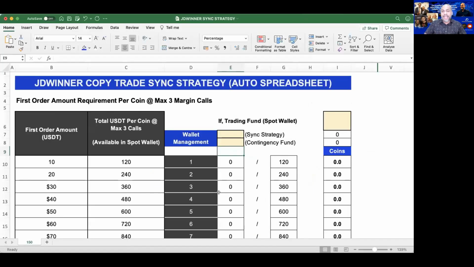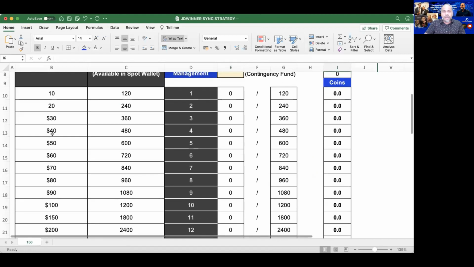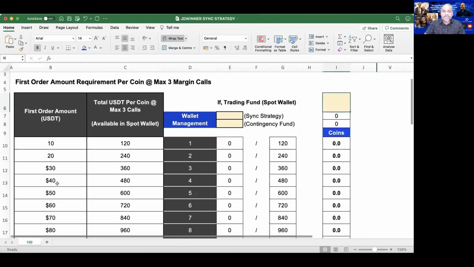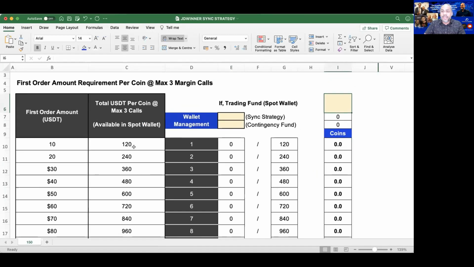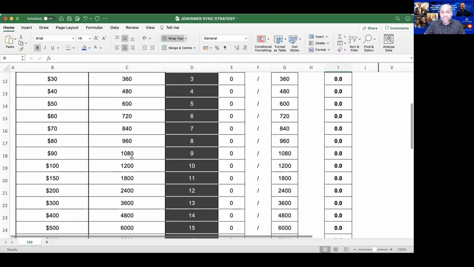All right, so this is the Excel spreadsheet that I've prepared. What you need to do is the first order amount requirement per coin for 3 calls. Now you do not need to do anything. All that you need to do is just key in the yellow column here. That's all. So now over here, you can see the first order amount, $10, $20, $30, all the way down, all the way until $1,000. And here you have the total USD per coin, maximum 3 calls. So if you got $10, maximum is 120. If you use the first order $20, that will be 240, and it goes all the way down.